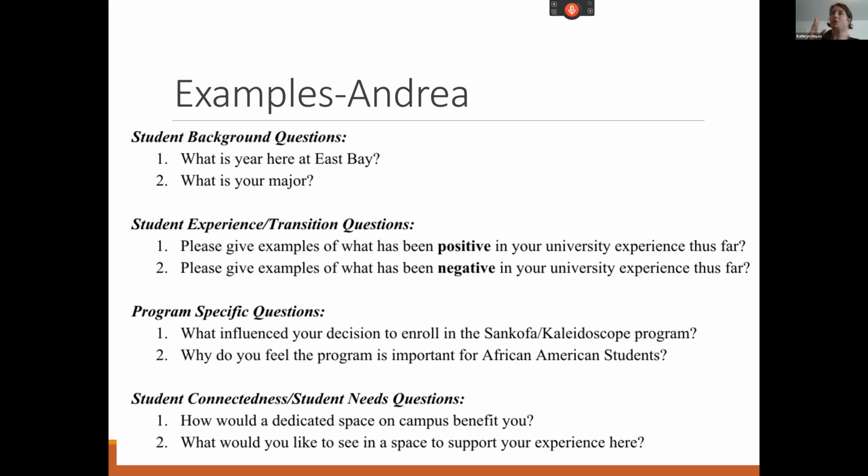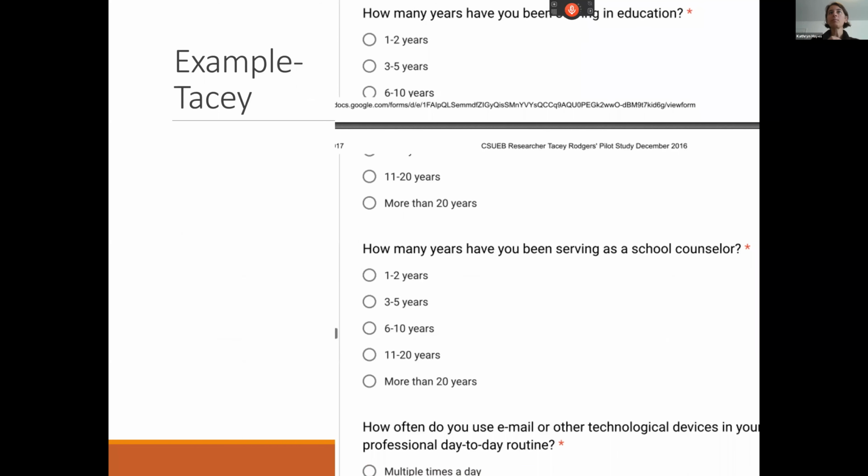And then there's questions that are program specific to a particular program. What influenced your decision to enroll in this program? Why do you feel the program is important for African American students? And then finally, student need questions. How would a dedicated space on campus benefit you? What would you like to see in a space to support your experience here? So you can see these are actually almost all open-ended questions, but you can still clump them into constructs for your analysis. Here's another example from a former student.